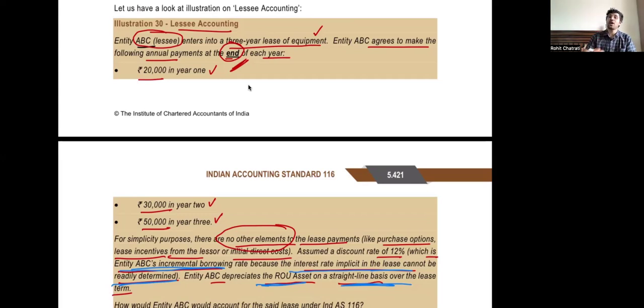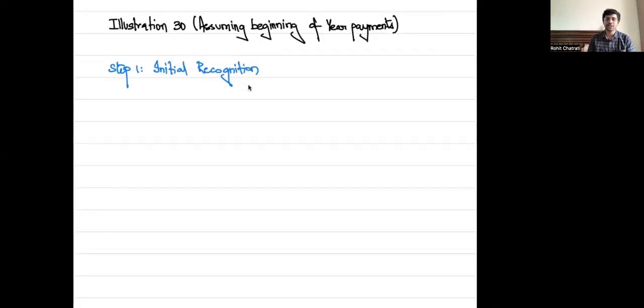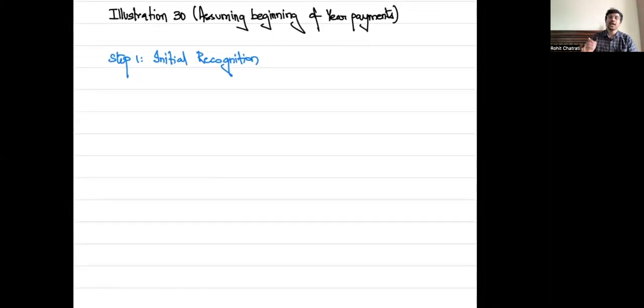Now let us actually see how the accounting is going to change. We're doing illustration 30 only, but we're just carving out our own question from illustration 30, assuming that payments are being done at the beginning of each year. So step 1 will be initial recognition, where we are required to recognize right of use asset and lease liability, and we have to calculate the present value of the lease payments that are going to be made. So let's start by calculating the present value of lease payments.